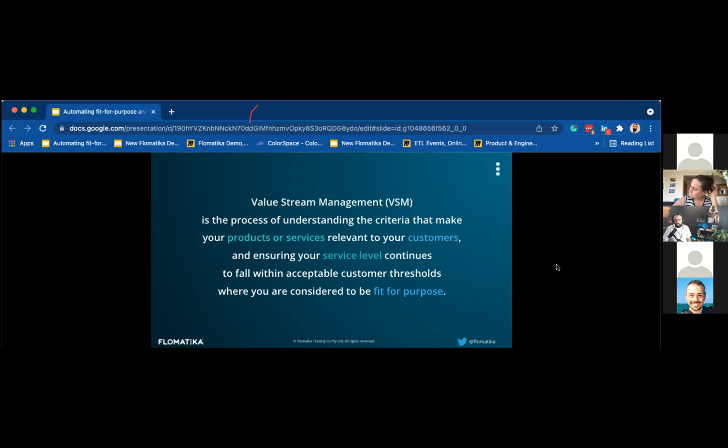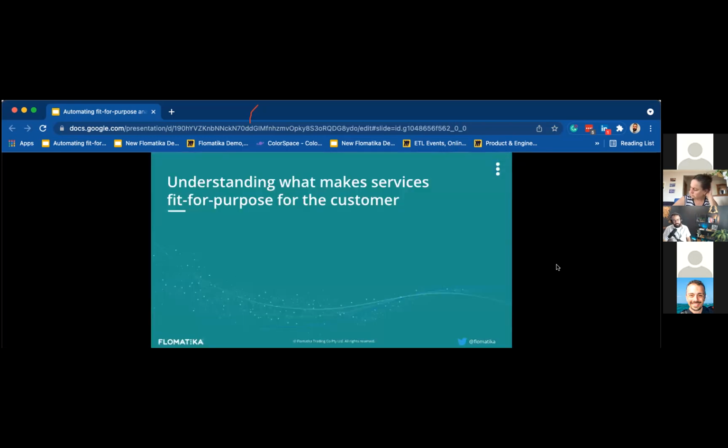Cool. So now that we understand a bit more about services, value streams, etc., I wanted to explore more about what makes services fit for purpose for the customer. But before I jump into the next block, I just wanted to check if you have any questions in the chat, or if anyone wants to make any observation before we keep going, or shall we just keep pushing? Nothing in the chat for now, but if people have questions so far, feel free to shout out.